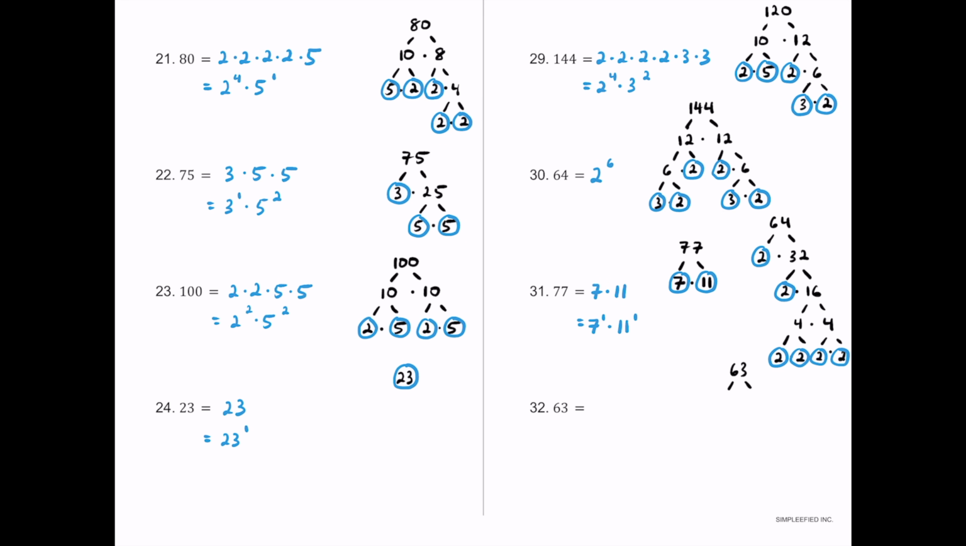63, I'm thinking we can break into 7 times 9. And keep in mind, 7 is prime, but 9 is not. 9 can break down into 3 times 3. And so the prime factorization is 3 times 3 times 7, also known as 2 3s multiplied by 1 7. So there you have 32 different practice problems of finding prime factorizations using factor trees. And hopefully you found it helpful and you feel a little bit more comfortable with it.